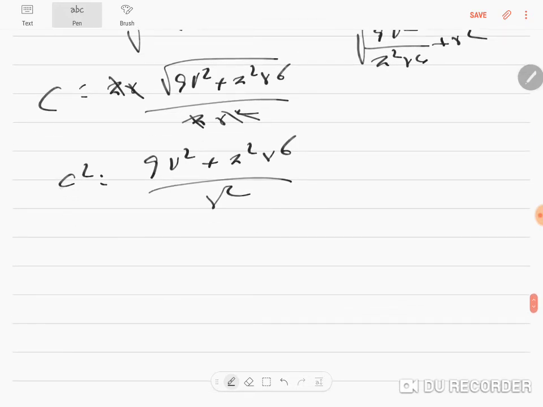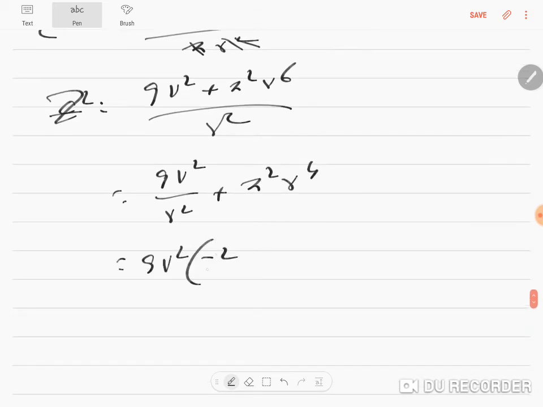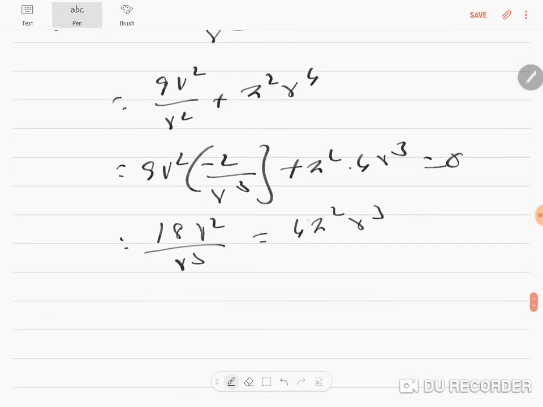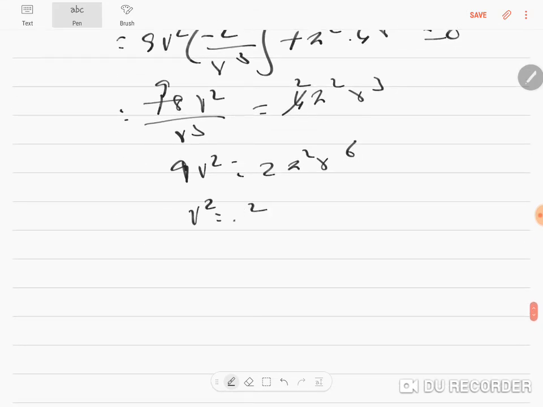Now, splitting this up, you can consider this as z: 9v square by r square plus pi square r to the power 4. On differentiating, 9v square into minus 2 by r cube plus pi square into 4r cube is equal to 0. Thus, you can equate this with this, which is 18 v square by r cube is equal to 4 pi square r cube. So r cube and r cube will become r to the power 6, and the 4 and 9 get cancelled. So 9 v square is equal to 2 pi square r to the power 6. Thus, v square is 2 by 9 pi square r to the power 6, or v is root 2 by 3 pi r cube.